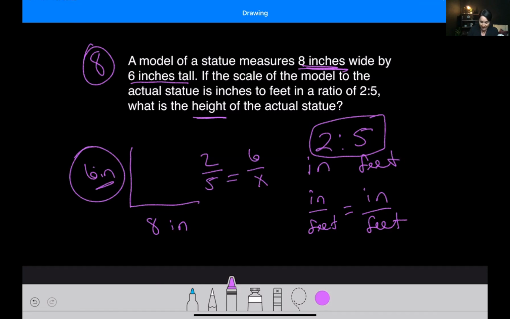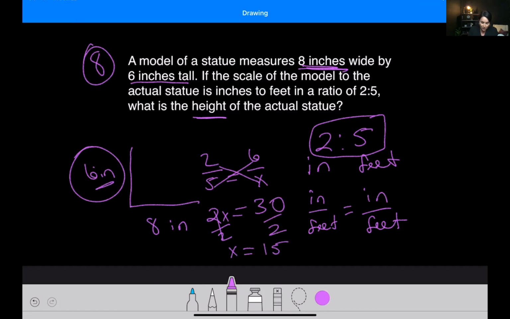2 over 5 equals 6 over, I'm not sure because I don't know how many it's going to be, and I need to put that as an x so I can cross multiply and solve. When I do, I get 2x equals 6 times 5, which is 30. So I have 2x equals 30. Then I'm going to divide by 2 because I want to isolate the x, and I figure that x equals 15.